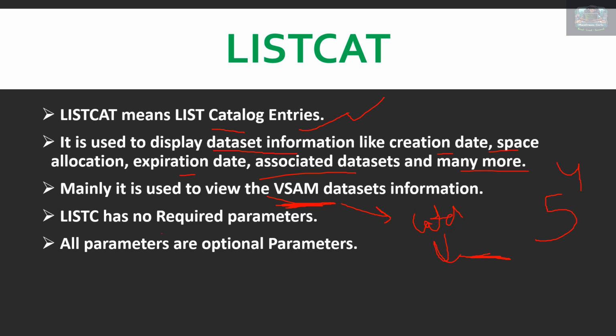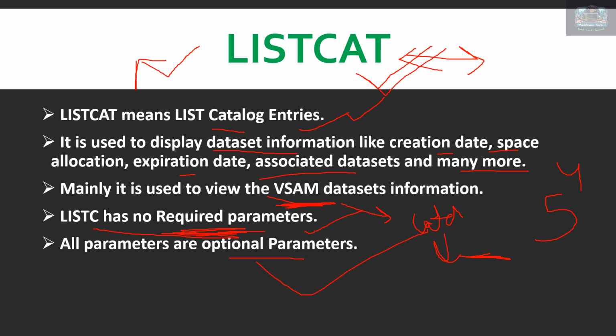There are two types of parameters called required parameters and optional parameters, and LISTCAT does not have any required parameters. In brief, a required parameter is a word you must keep in a particular command, and only then will the command run. Suppose now I'm telling you about LISTCAT. In one video I explained DEFRAG, which also doesn't have any required parameters. For LISTCAT, there is no such word, but there are optional parameters.